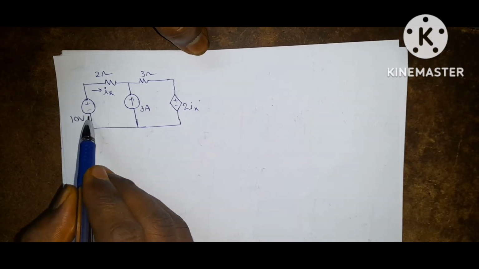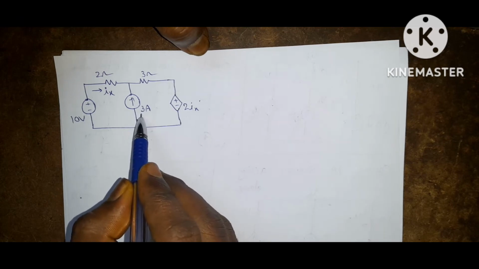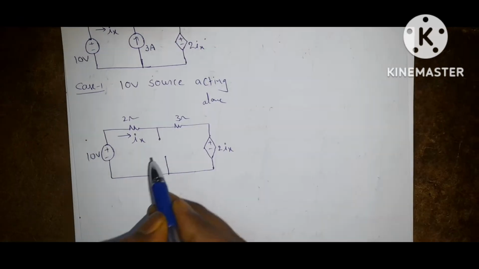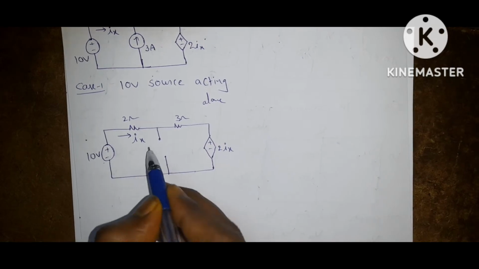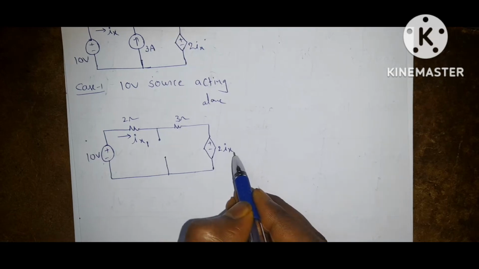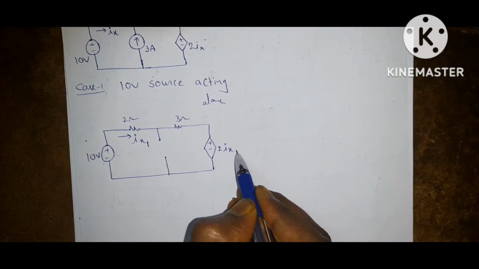If the 10 volt source is acting alone, the current source must be open circuit. So in case 1, the circuit becomes like this. The response due to the 10 volt source, let it be Ix1. Here this is case 1, so it is Ix1 and it is Ix1.